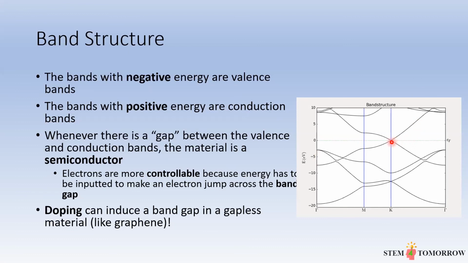But here, since there's no gap, if we're at state K, then if you're an electron in the valence band, you can just jump up to this conduction band right here with barely any energy, right? But if there is a band gap, then it requires energy to bump an electron from the valence band to the conduction band. And so the reason it's a semiconductor is because electrons are more controllable. It's not always a conductor because the electrons can't just float freely. You have to actually input energy in order to move electrons from the valence to the conduction bands, or vice versa, right? So let me give you an example.